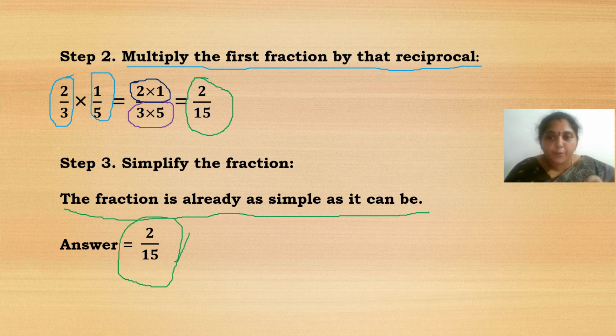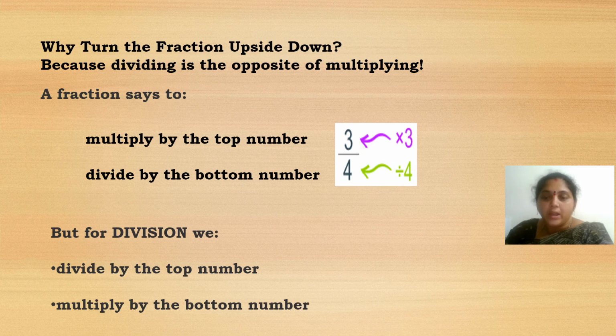This is the process where we divide a fraction by a whole number. Now, if you are very clever, you will get a doubt. What is the doubt? Why do we turn the fraction upside down? What is the reason behind turning this fraction? Why do we have to change it? Because dividing is the opposite of multiplying.